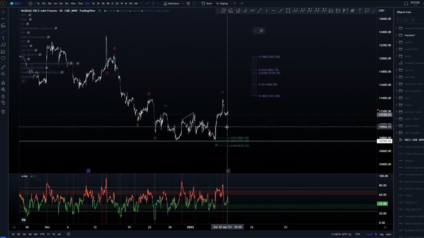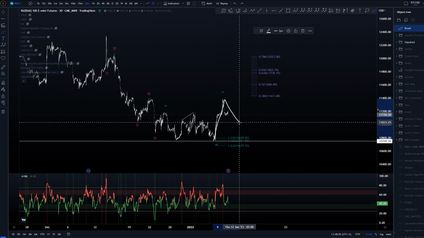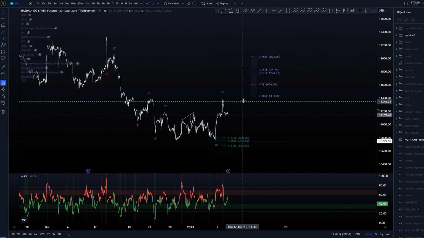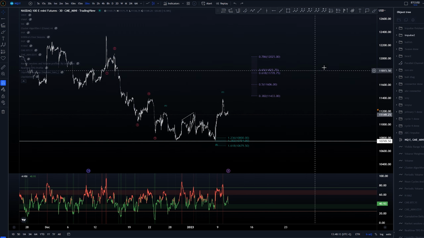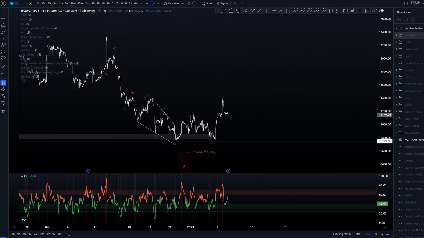At least the S&P 500 count has that potential, where this was the start of something, then looking for a pullback, and then another structure like so, creating that WXY. On Nasdaq, I don't really see that as relevant, at least on this count. Let's check out the other one, where we have this as a structure as well.